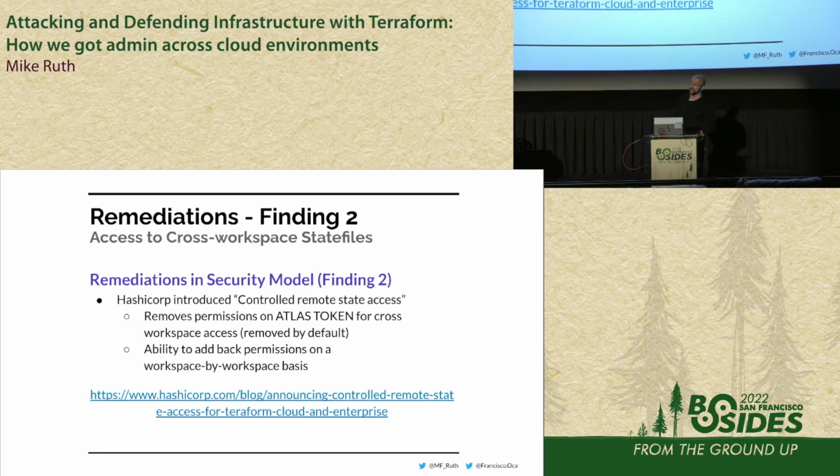Okay, finding number 2. Much better story with finding number 2. We talked a little bit about this Atlas token, or the TF run token, and how it was over-provisioned. Well, the most sane thing to do was actually reduce those permissions by default, and that's exactly what HashiCorp did. You can see the announcement link here on the slide. Basically, by default, that token does not have access to all of the other workspaces within the org. However, if you would like to provide access to specific workspaces back, you can do that inside of the console itself.